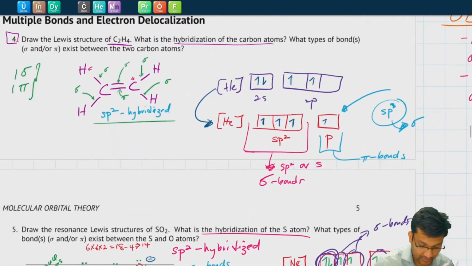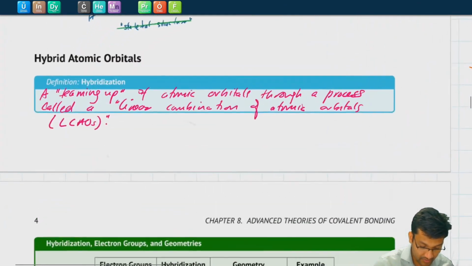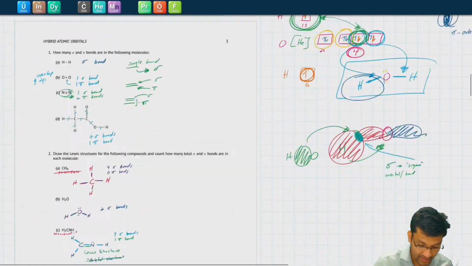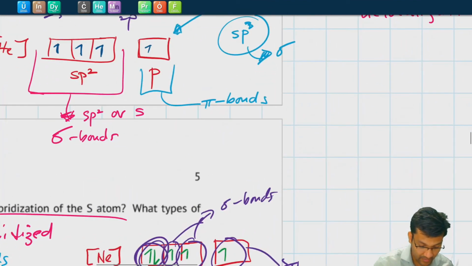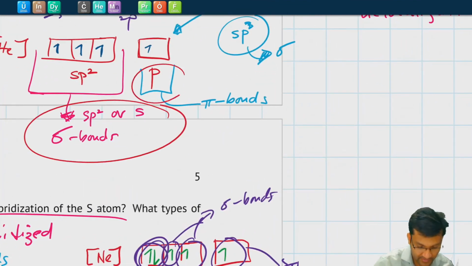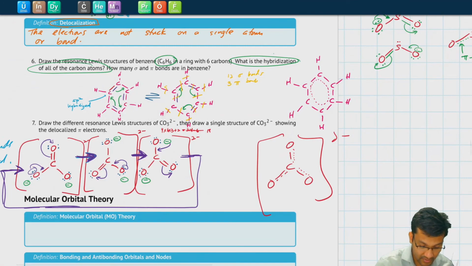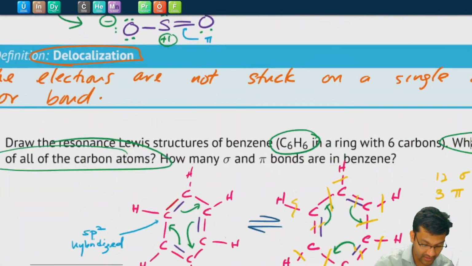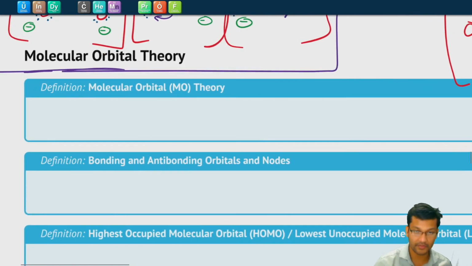In this section, just to reiterate, we basically did a combination of hybrid atomic orbitals and valence bond theory by looking at sigma and pi bonds as an overlap of hybrid orbitals and sometimes unhybridized orbitals. And we're able to count sigma and pi bonds in various molecules, and we also talked about electron delocalization. In our next video, we're going to look at molecular orbital theory.